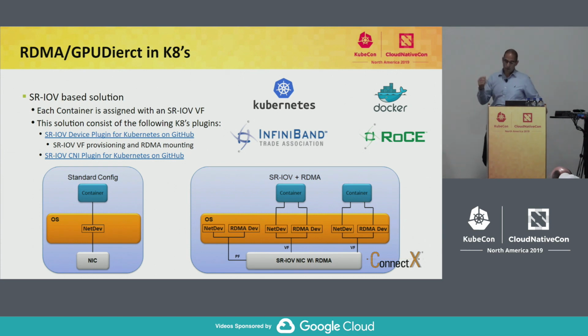It's called a virtual function. In the images on the bottom, on the left-hand side, you see the standard configuration. On the right-hand side, you see SRIOV, and you can see that every virtual function coming from the device has a net device, but also the RDMA device, those devices that are needed for RDMA, that can be mapped into the container. There are CNIs and device plugins to provision SRIOV. It is completely standard and upstream, and you can find the links on this page.